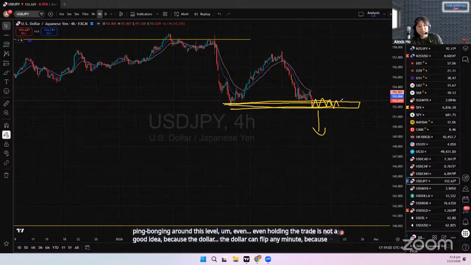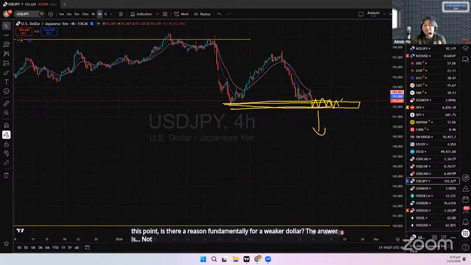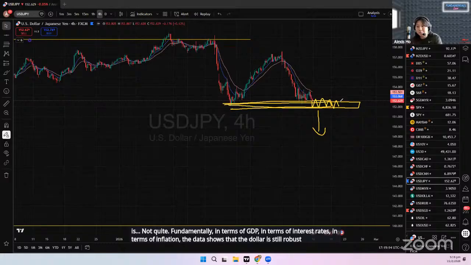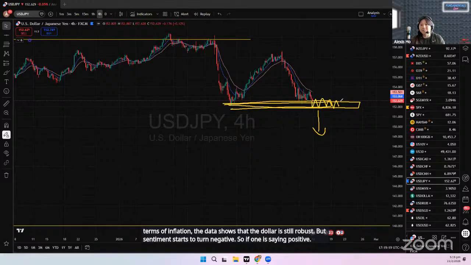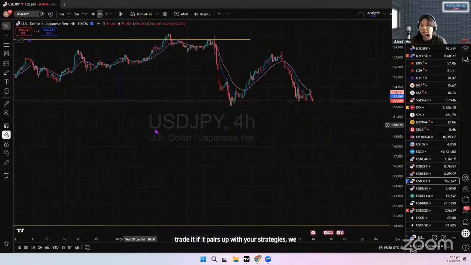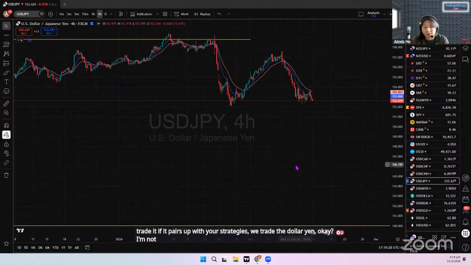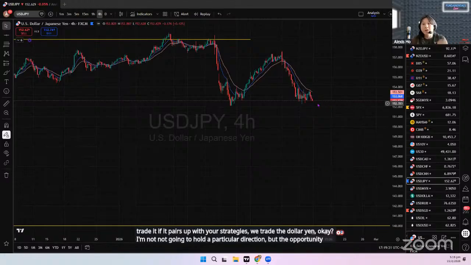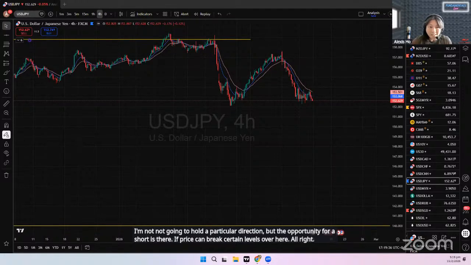Because at this point, is there a reason fundamentally for a weaker dollar? The answer is not quite. Fundamentally, in terms of GDP, interest rates, and inflation, the data shows that the dollar is still robust. But sentiment starts to turn negative. So if one is saying positive and one is saying negative, I'd rather just stay out of it. So I'm not going to hold this pair, but more just trade it if it pairs up with your strategies. We trade the dollar yen. I'm not going to hold a particular direction, but the opportunity for a short is there if price can break certain levels over here. So that's basically all I'm looking for.